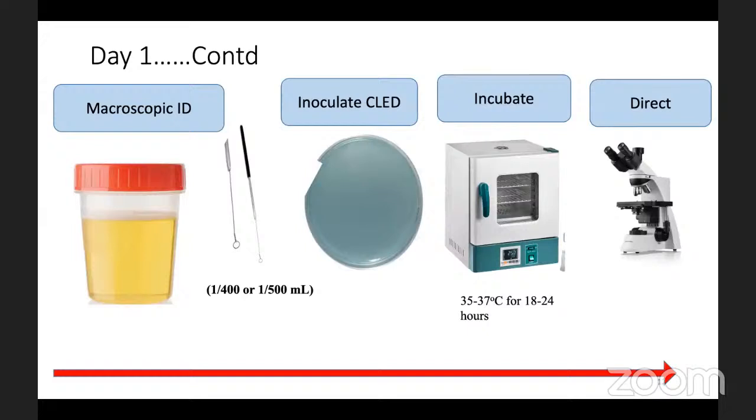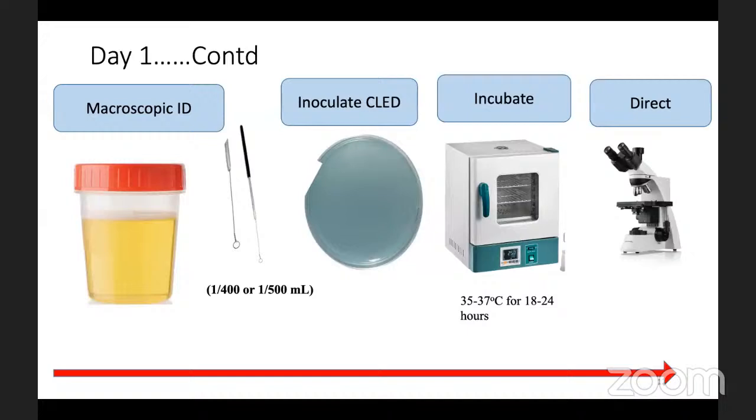So day one, hey, this shouldn't be macroscopic ID. So day one, you have your urine sample. You inoculate your urine sample onto CLED, cysteine lactose electrolyte deficient media, and then you incubate it at 37 degrees Celsius overnight, and then you perform your wet preparation, or you pick a few drops of the urine sample on a slide, cover slip, and then you examine under the microscope.